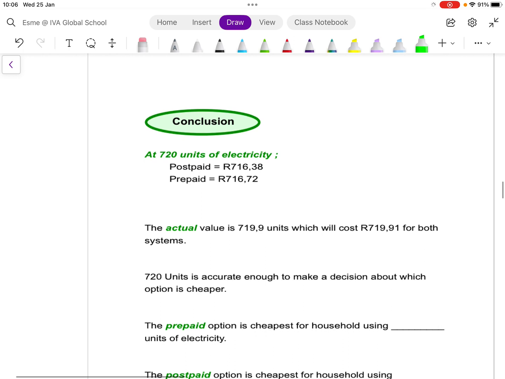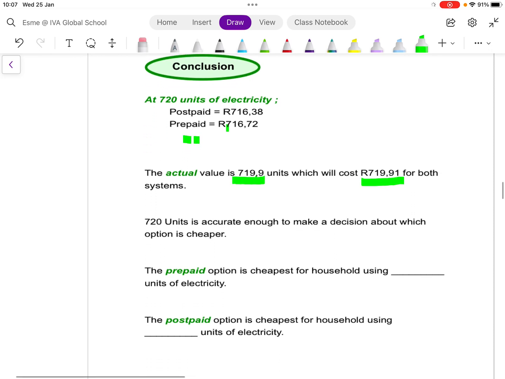Right, so I calculated this at 720 units. The cost of electricity on the postpaid was 716.38 and the prepaid was 716.72. The actual value when calculated algebraically is 719.9 units, and that will cost 719.91 for both the systems. Okay, in a test, 720 would be accurate enough.